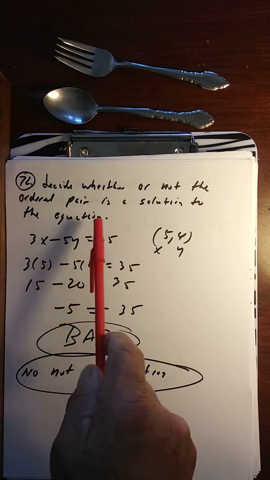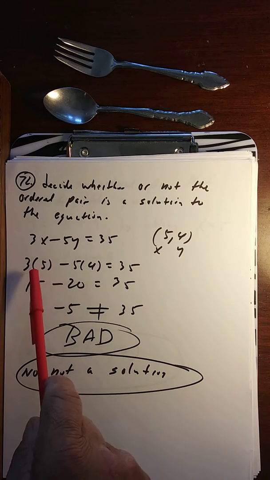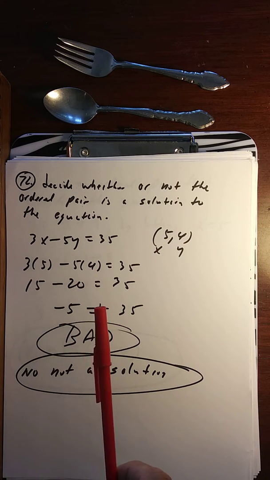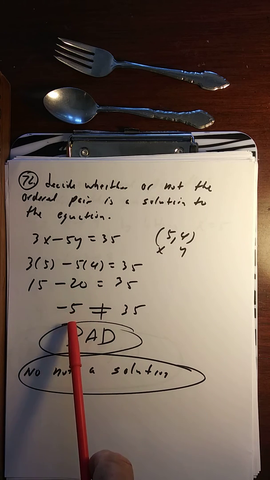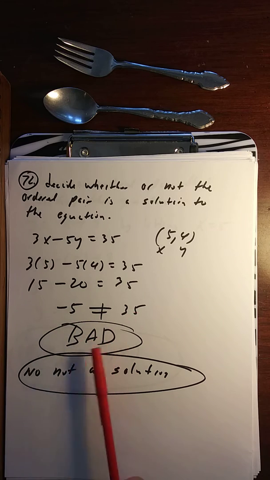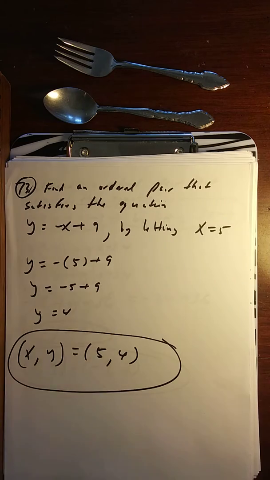Decide whether or not the ordered pair is a solution to the equation. Same thing, put them in there. Put the 5, put the 4 in there. So now we have 15 minus 20. Oh, 85 is not equal to 35. Bad. No, not a solution.